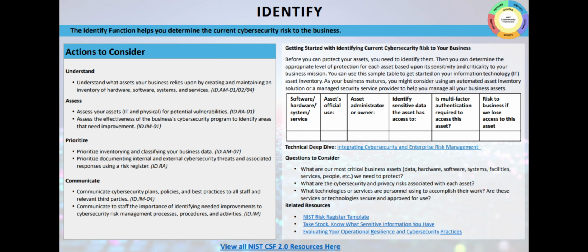Prioritize documenting internal and external cybersecurity threats and associated responses using a risk register. Communicate cybersecurity plans, policies, and best practices to all staff and relevant third parties. Communicate to staff the importance of identifying needed improvements to cybersecurity risk management processes, procedures, and activities.